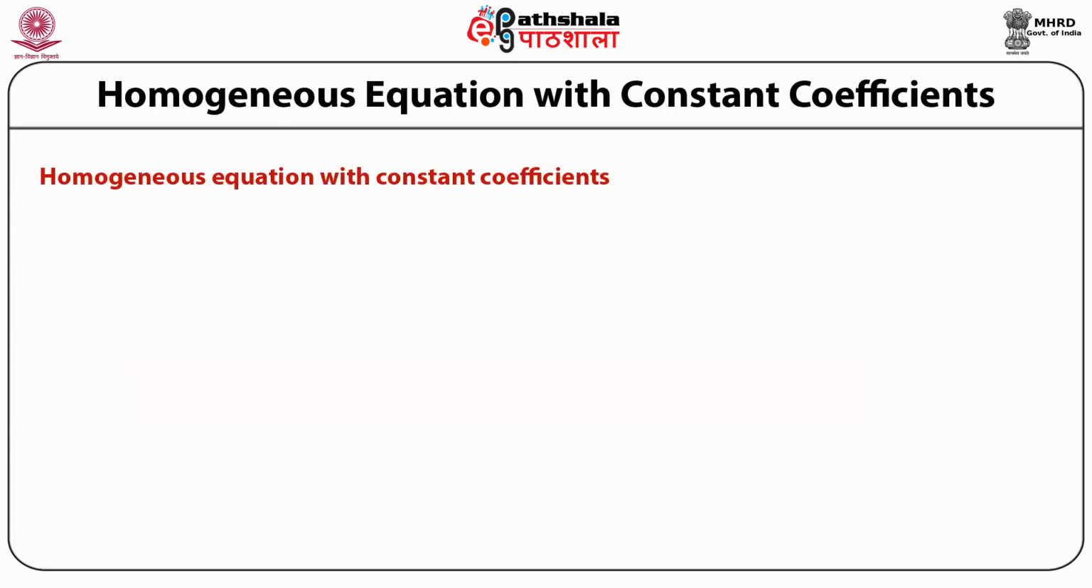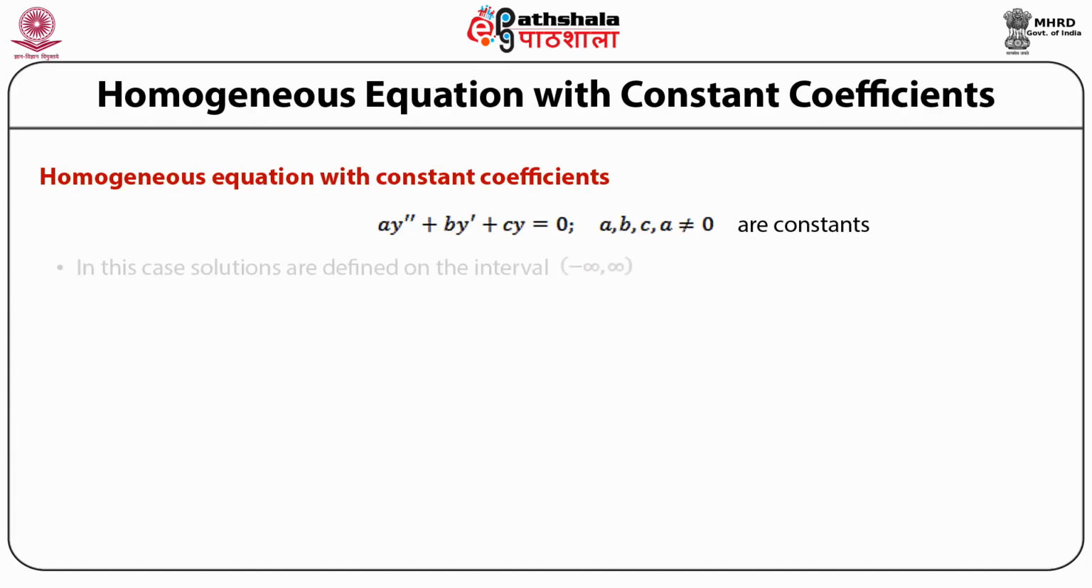Homogeneous equation with constant coefficients. We now consider the special case of linear homogeneous equations with constant coefficients. If a, b, c, where a is not equal to 0, are constants, then our equation is given by a y'' plus b y' plus c y equals 0. Obviously, in this case, solutions are defined on the interval minus infinity to infinity. So, we will not refer to the interval on which the solutions are defined.